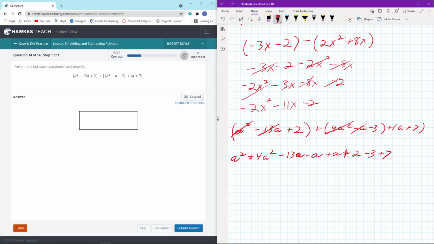All right, now we can combine our like terms. A squared plus 4a squared is just 5a squared. Minus 13a minus a plus a is just negative 13a. And then 2 minus 3 is negative 1, plus 7 is 6. And that should be our answer.